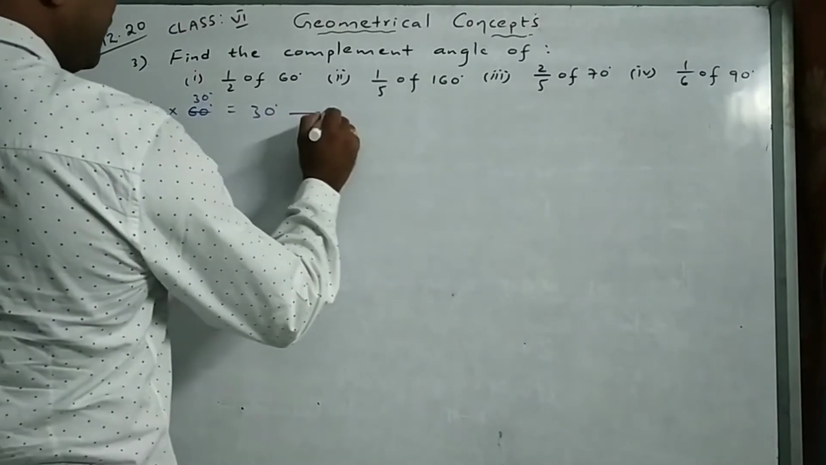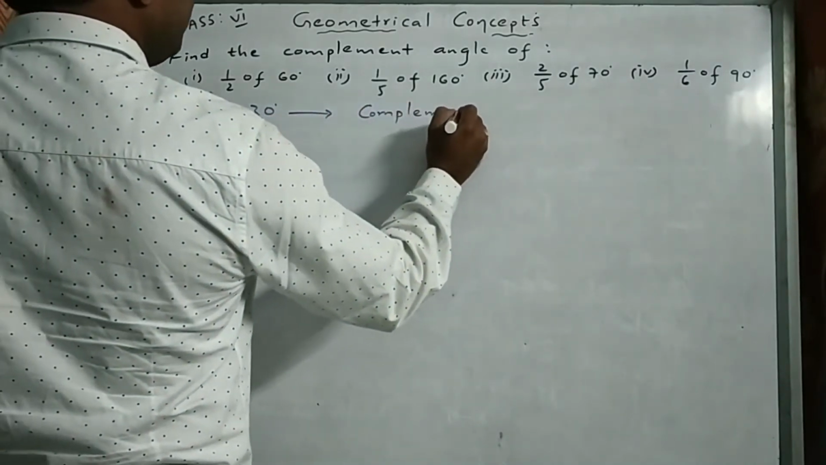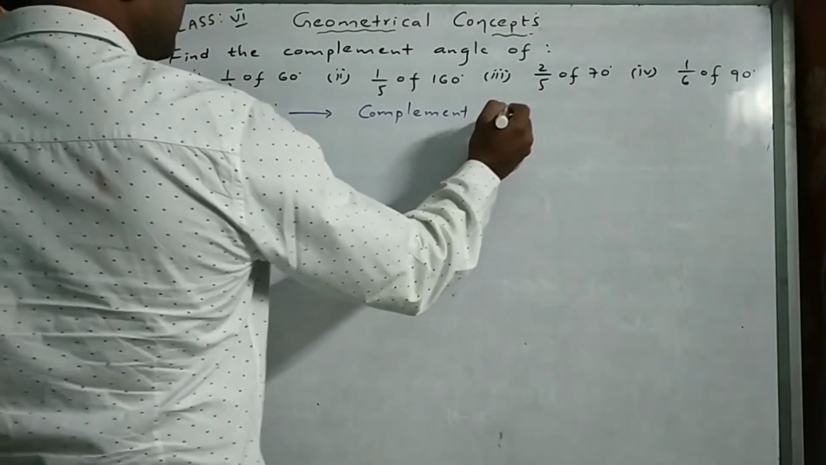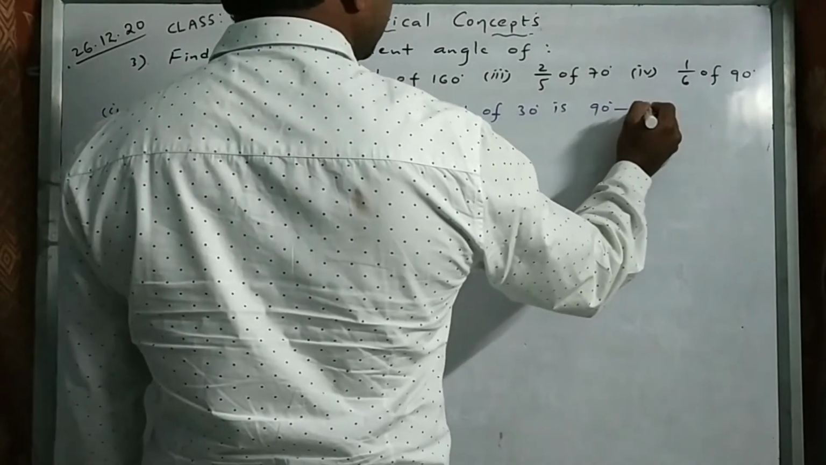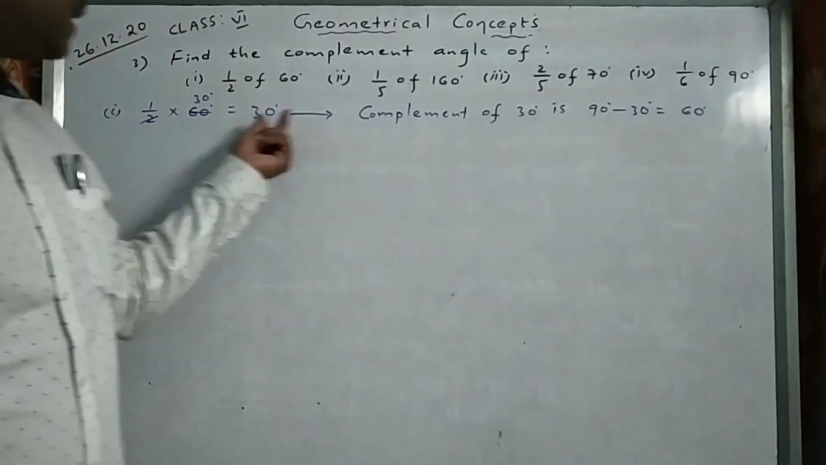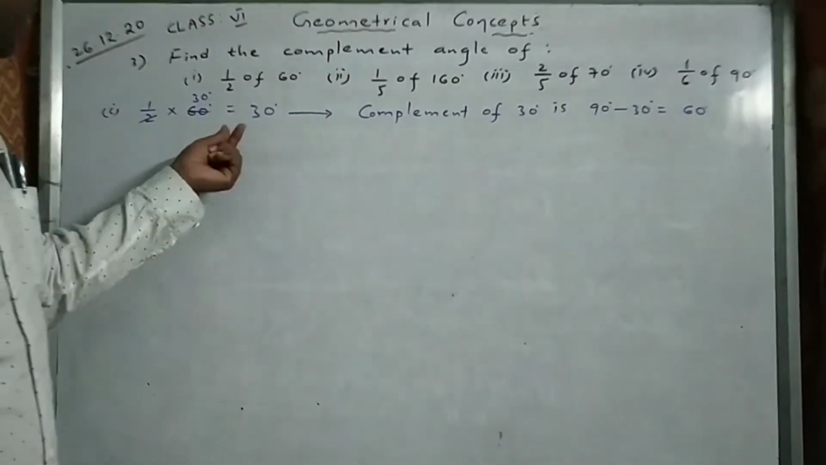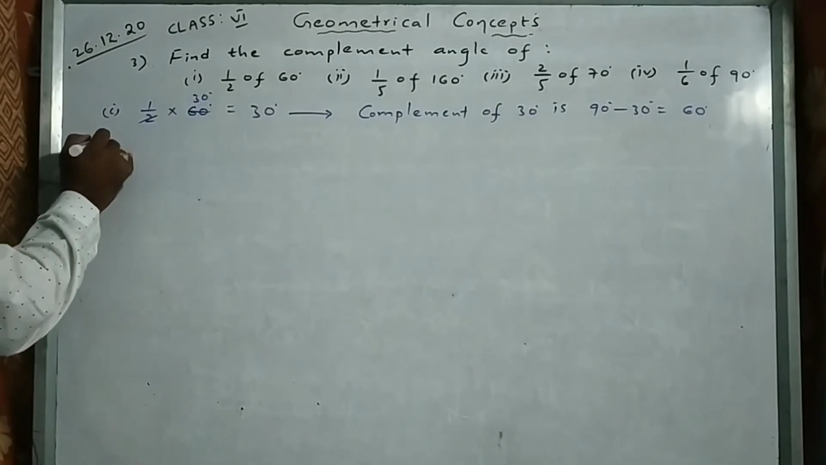For this given angle I must find the complement. So how do you find the complement? Complement of 30 degrees is 90 minus 30 equal to 60, because 60 plus 30 becomes 90 degrees. They are said to be complementary angles, right?